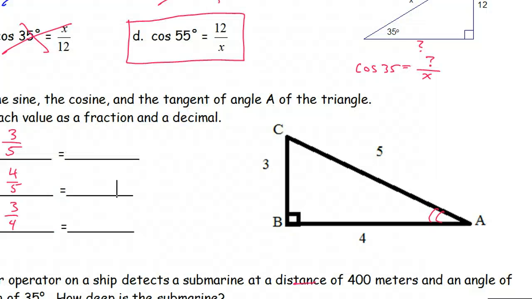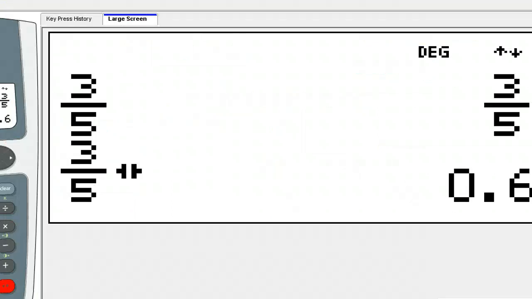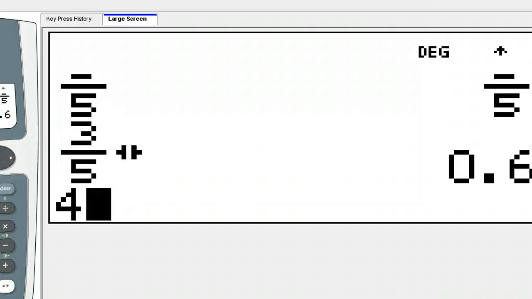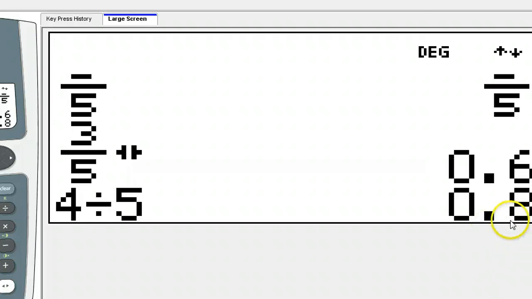And that's 0.6. Whoa, did I hit the wrong button? I did. So yeah, 3/5 is 0.6. Okay, and then we had 4/5. Alright, maybe I'll do 4 divided by 5 this time. Save me a step. That's 0.8.